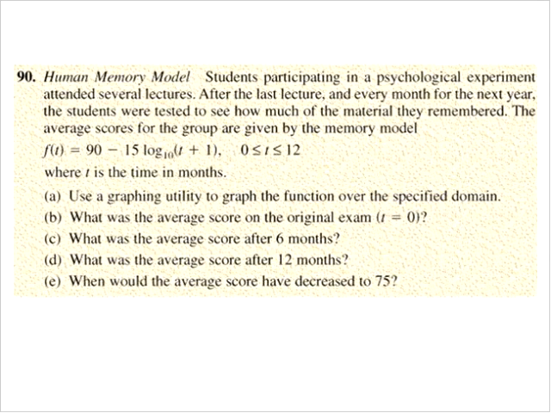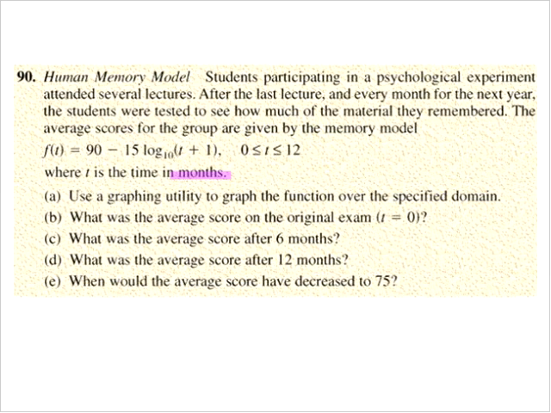The next and last one we're going to go through is number 90. It says students participating in a psychological experiment attended several lectures. After the last lecture and every month of the next year, the students were tested to see how much of the material they remembered. The average scores for the group are given by the memory model there, where T is the time in months. And that's important to note, that T is the time in months.